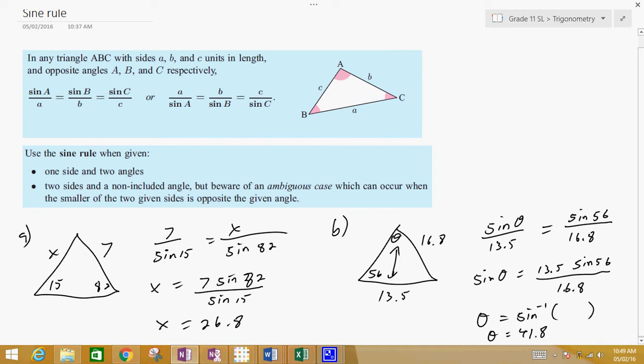Now as you can see, it says beware of the ambiguous case. Sometimes there are two answers when you try to find the angle using the sine rule, and I'll discuss that in my next video on the ambiguous case.